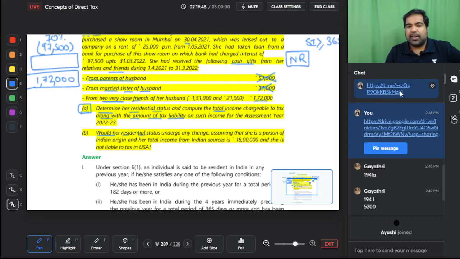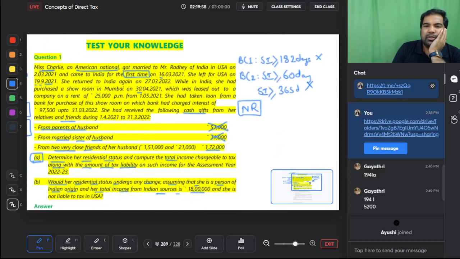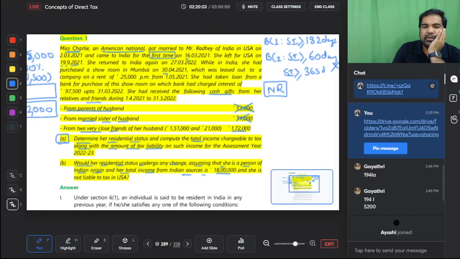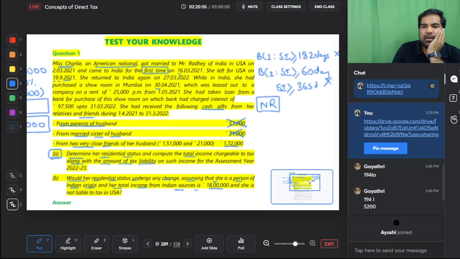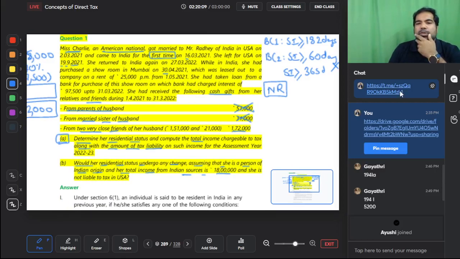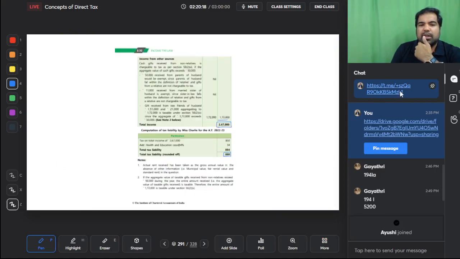Would her residential status undergo any change, assuming that she is a person of Indian origin and her total income from Indian sources is 18 lakhs? Guys, if she is a person of Indian origin, then the first basic condition will not apply, so she will still be a non-resident. Okay, so first basic condition will not apply. Second basic condition, no, actually nothing will change because she is still not satisfying.